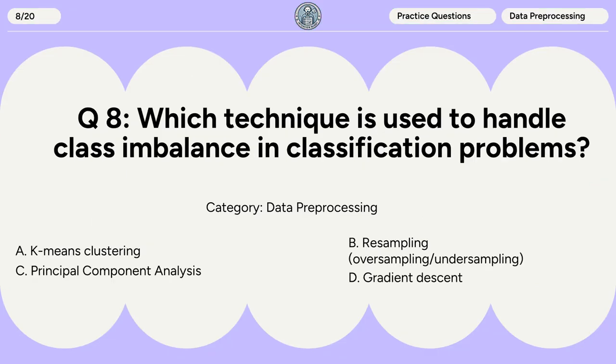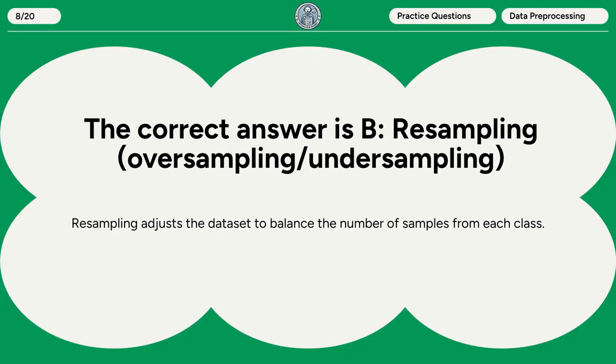Question 8. Which technique is used to handle class imbalance in classification problems? A. K-means clustering. B. Resampling. C. Principal component analysis. D. Gradient descent. The correct answer is B. Resampling. Resampling adjusts the dataset to balance the number of samples from each class.